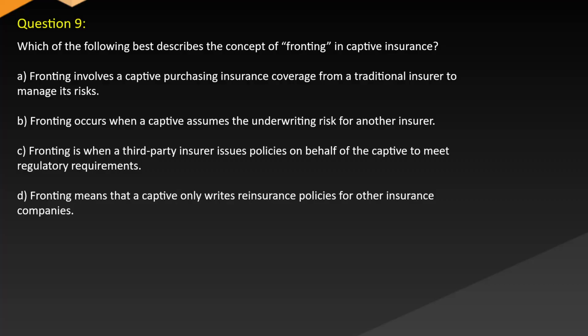Question 9. Which of the following best describes the concept of fronting in captive insurance? A. Fronting involves a captive purchasing insurance coverage from a traditional insurer to manage its risks. B. Fronting occurs when a captive assumes the underwriting risk for another insurer. C. Fronting is when a third-party insurer issues policies on behalf of the captive to meet regulatory requirements. D. Fronting means that a captive only writes reinsurance policies for other insurance companies.